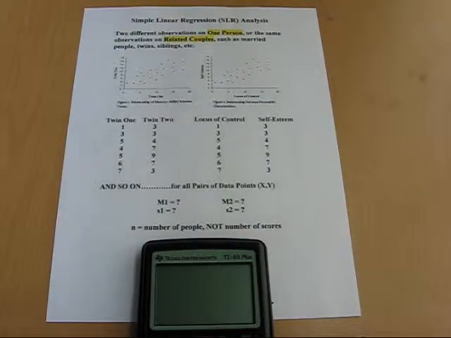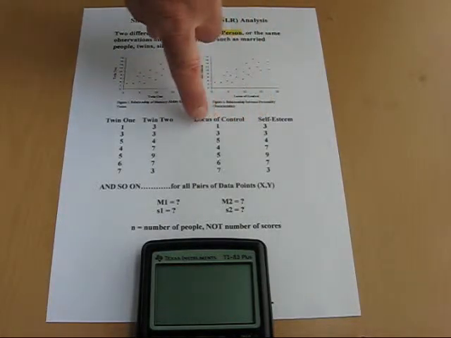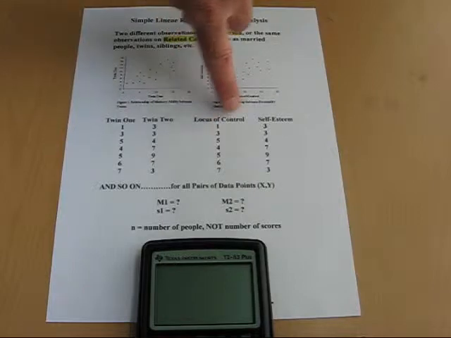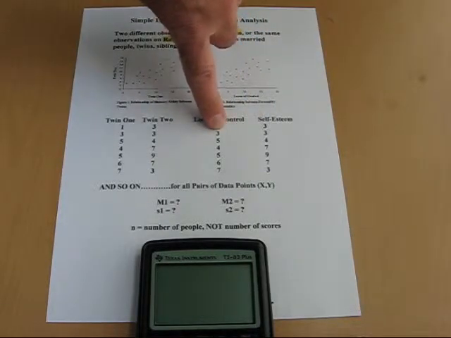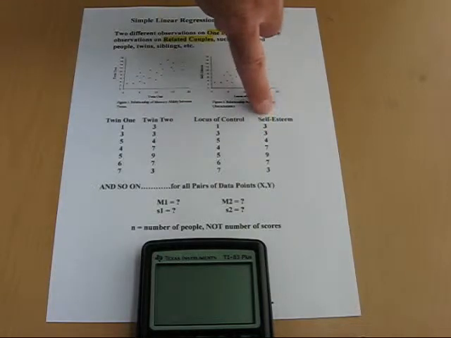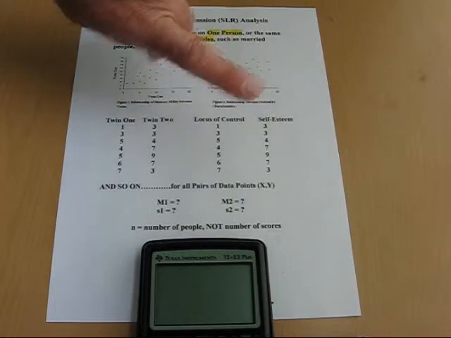Welcome to how to use your TI-83 Plus to do simple linear regression analysis. In regression analysis, we have two possible approaches. One is to measure two different aspects of one person, say locus of control and self-esteem. So this person scored 1 on locus of control, 3 on self-esteem. A second person scored 3 on locus of control and 3 on self-esteem. So each pair of scores represents one person.